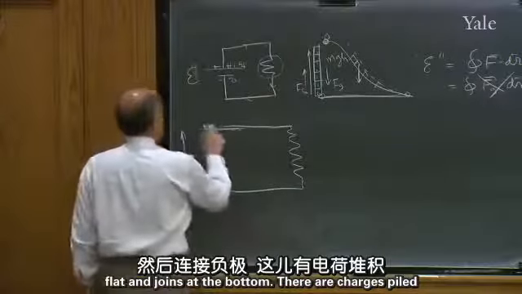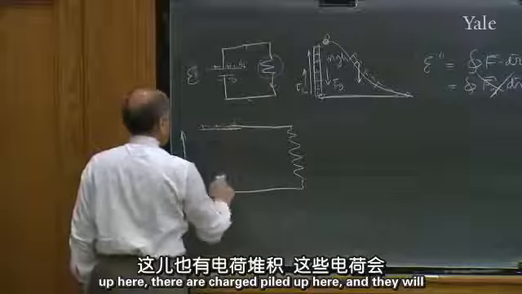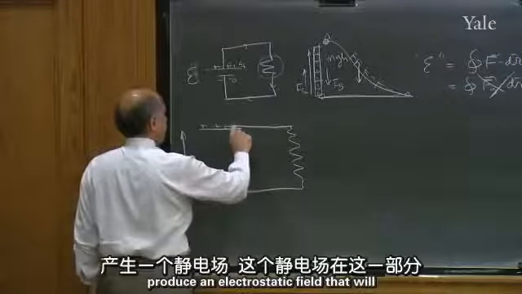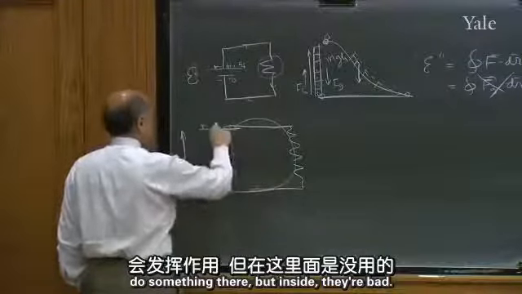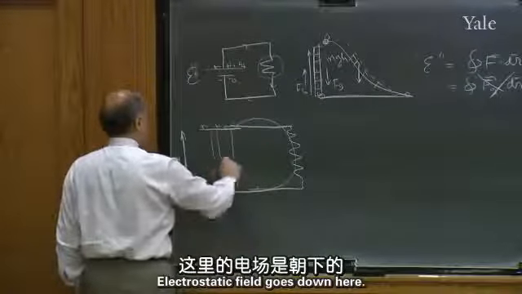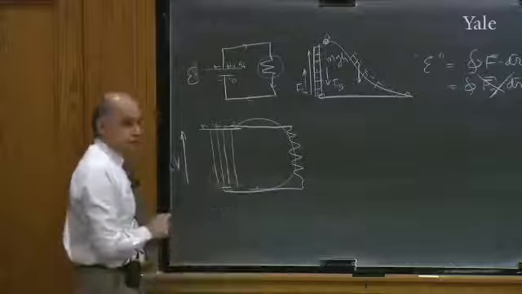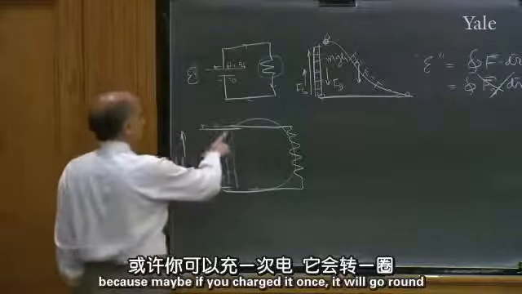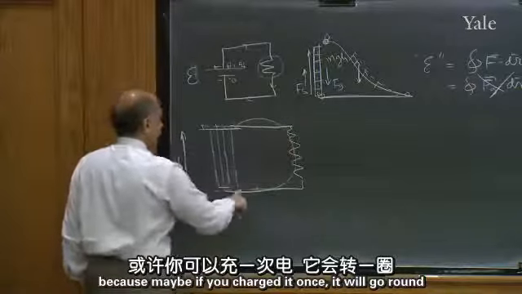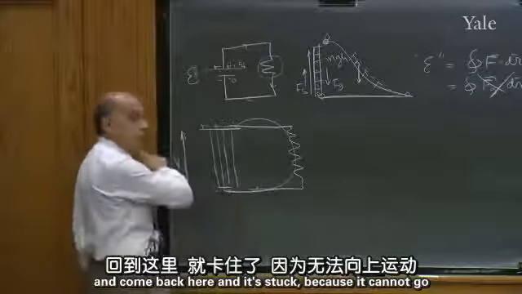There are charges piled up here, and they will produce an electrostatic field that will do something there, but inside they're bad. The electrostatic field goes down here. So if this is the whole story, you cannot do anything, because if you charge it once, it will go down and come back here, and it's stuck because it cannot go up.